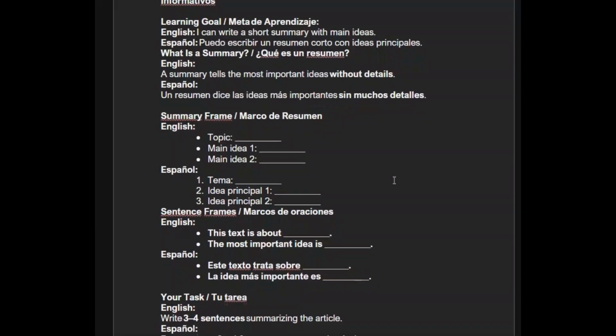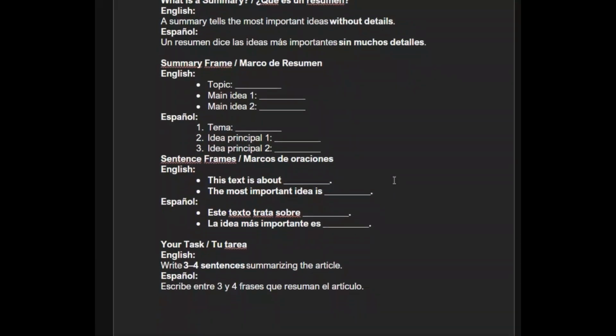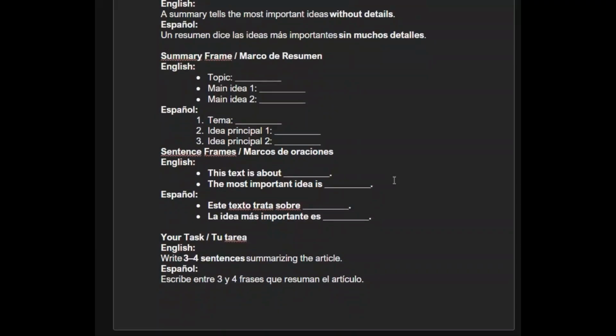The handout is going to go over the main learning goal, understanding what a summary is. We're going to go through the summary frame, understanding what the main topic is, the main ideas, and then sentence frames. At the end, their final task is going to be to write a 3 to 4 sentence summary of an article that's given. And that will conclude the week for this lesson.